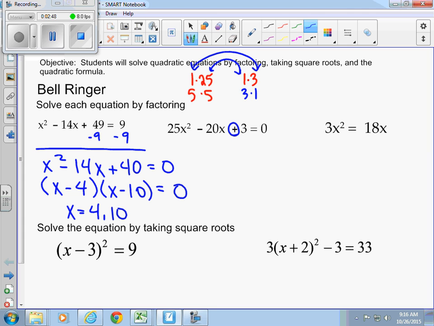20 first of all. 25 and 3, does that add to give me 20? No. 75 and 1? No. 15 and 5? Yes. That's going to be different. So I multiply the inside ones together, 15, and the outside ones together, 5, and see which ones add to give me 20. And so I get.